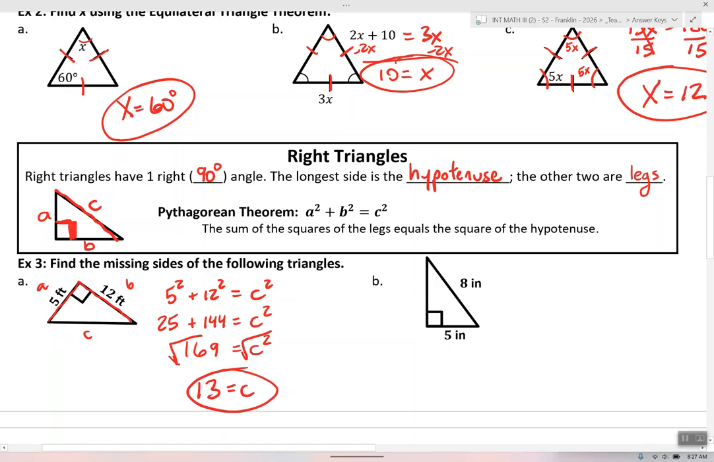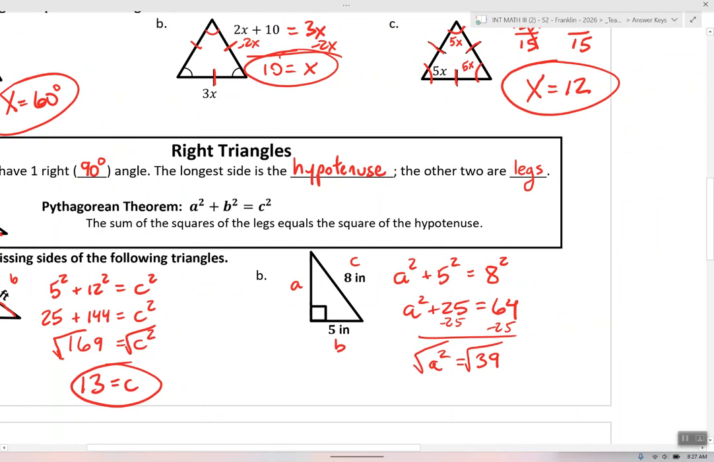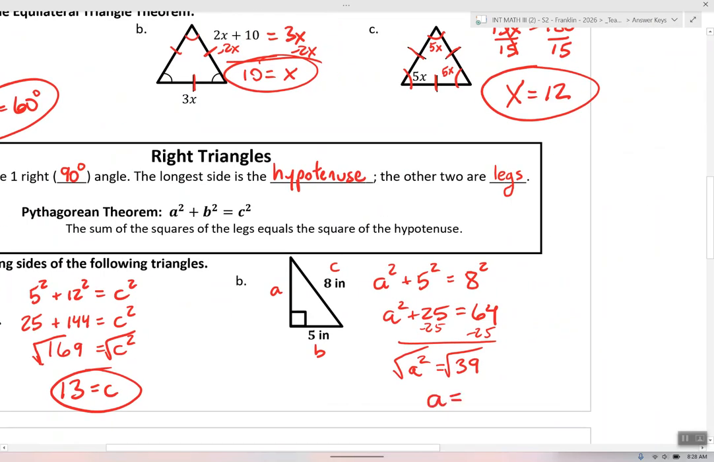For example B, I have the hypotenuse, C. I have one of the legs, we'll call it A, and I'm missing the other leg. Oh, I suppose if we want to match the picture, we'll call that one A and B here. So if I need to find A, I've got A squared plus 5 squared equals 8 squared. So A squared plus 25 equals 64. So subtract 25. So A squared equals 39. So I have to take the square root of 39 to find the value of A.